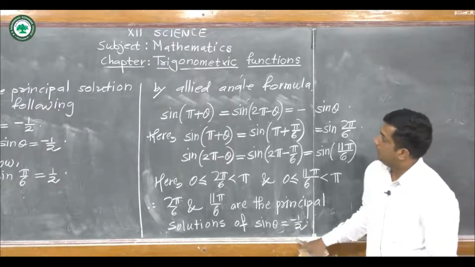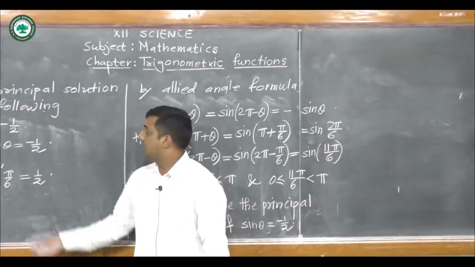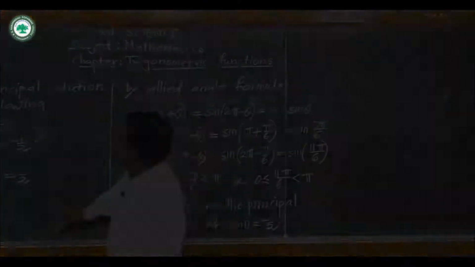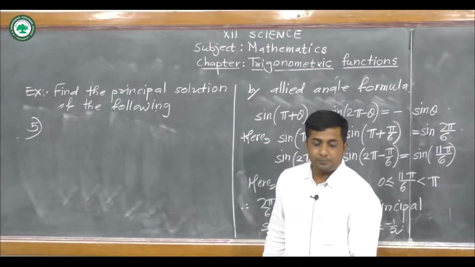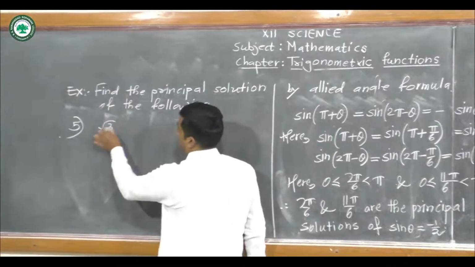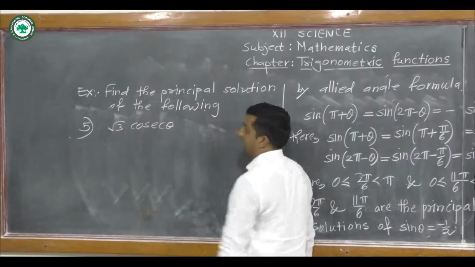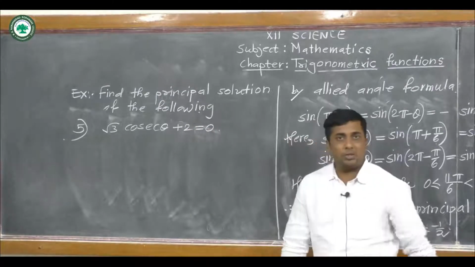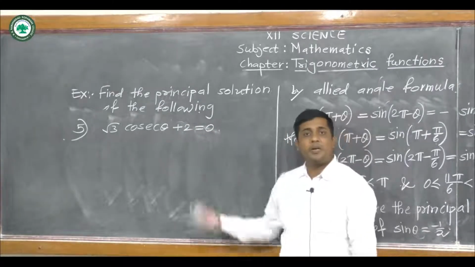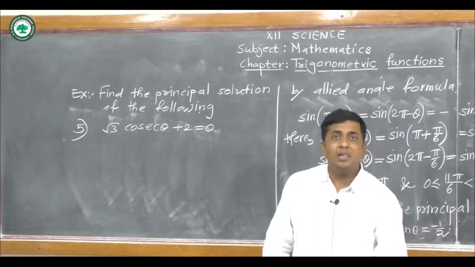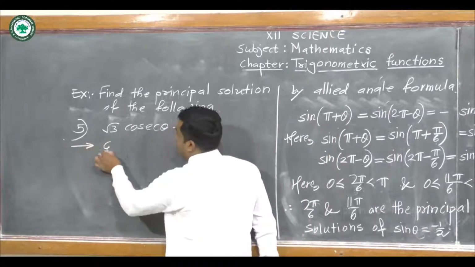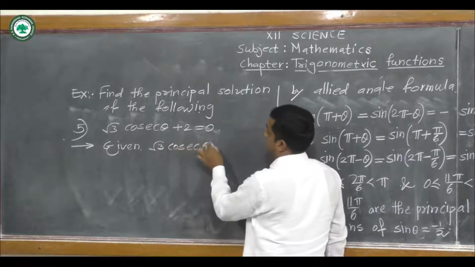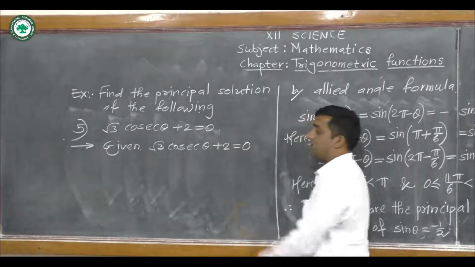Okay, very simple example it is. Here we consider the negative value, that is minus 1 upon 2, and we find the solution. Let us consider another one. Here given root 3 cosec theta plus 2 is equal to 0. Now for the given trigonometric equation, we have to find the principal solution. Let us consider given things. Here given root 3 cosec theta plus 2 is equal to 0.